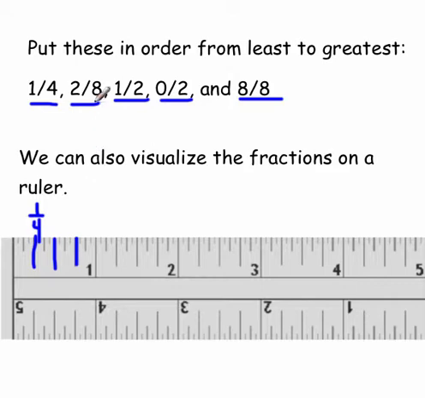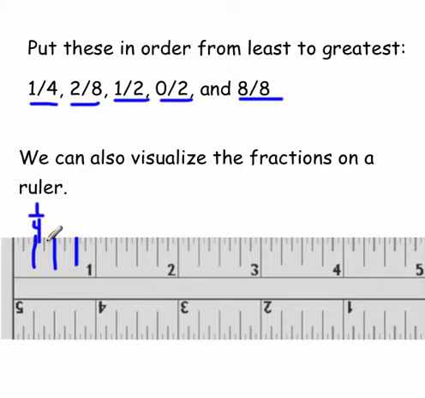Let's look at another fraction. This one says 2/8. This means 2 pieces out of 8. So now when I look at this inch, I want to imagine it divided into 8 sections instead of 4. I'm going to switch pen colors so we can see that a little bit easier.